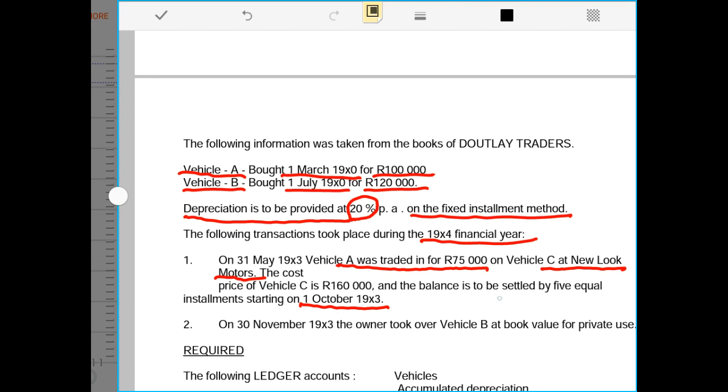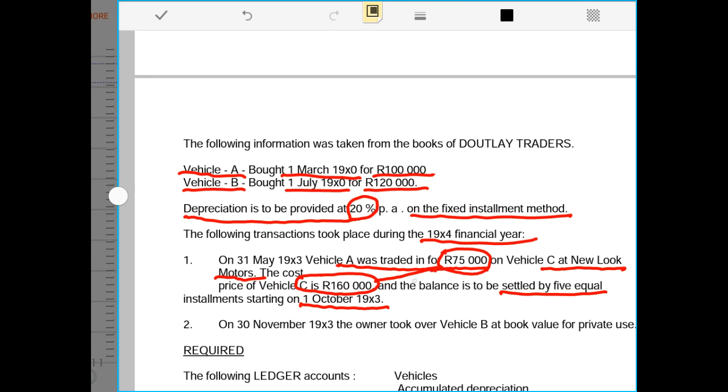Now this means that we have to make payments of the remainder of the balance, because we gave motor vehicle A at the value of 75,000 rands, but we received motor vehicle C at the value of 160,000 rands. That means the difference between 160,000 rands and 75,000 rands must still be paid.